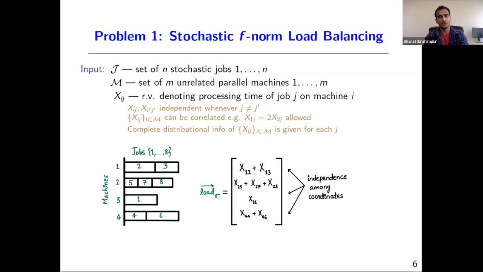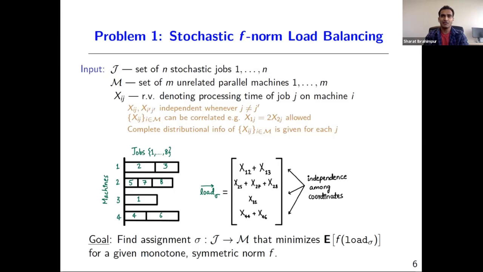I'll now give full descriptions of the two problems that I mentioned earlier. In stochastic load balancing, we'll assume that the job random variables are independent, but there can be arbitrary correlations among the machines. We also assume access to complete distributional information of the joint distribution of variables corresponding to job J. Since jobs are independent, the machine loads are independent random variables. Our goal in this problem is to find an assignment of jobs to machines that minimizes the expected F norm of the induced load vector. Here, F is a monotone symmetric norm that is given as part of input via a value oracle, say. I'd like to repeat that the assignment that we find should be oblivious to the actual job size realizations.